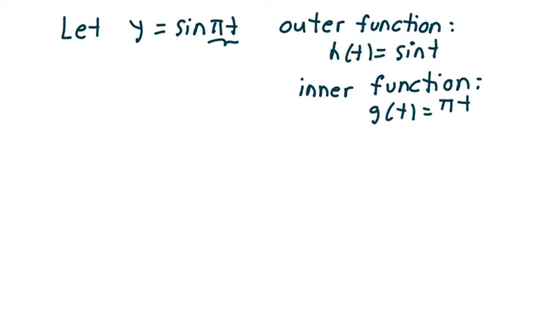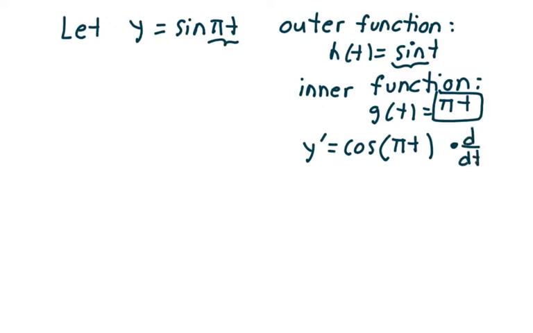So if I want y prime, I'm going to take the derivative of the sine function, which is cosine. But remember, I'm evaluating it at this inside piece, which in this case is pi t. But I have to take the derivative. Well, I'm going to take cosine of pi t, and I'm going to multiply by the derivative of pi t. But the derivative of pi t is pi. And so this ends up being pi cosine pi t.